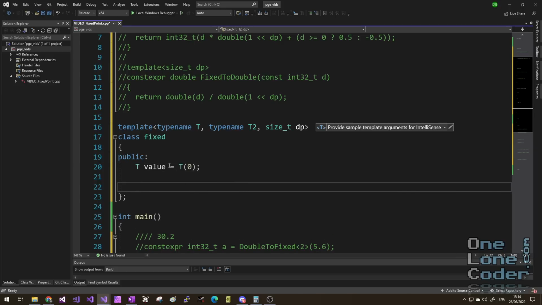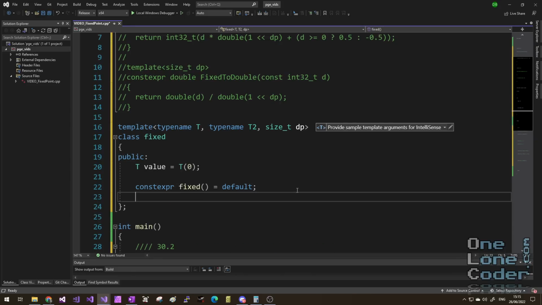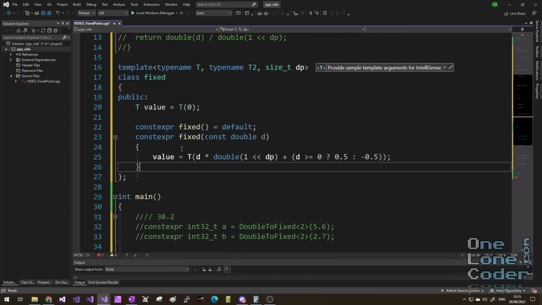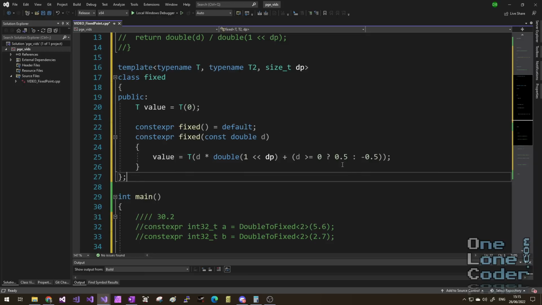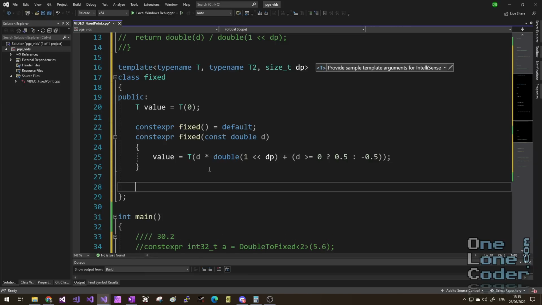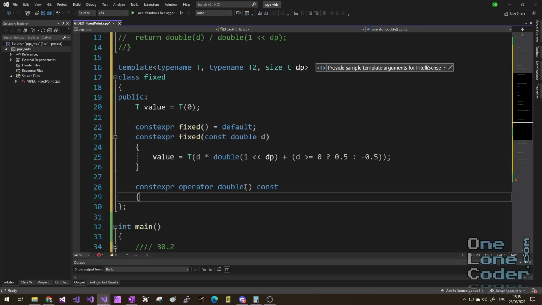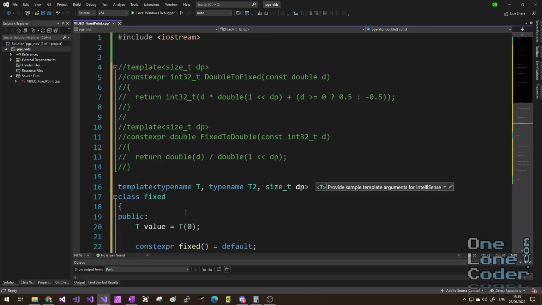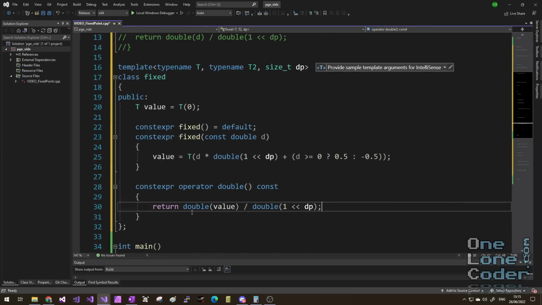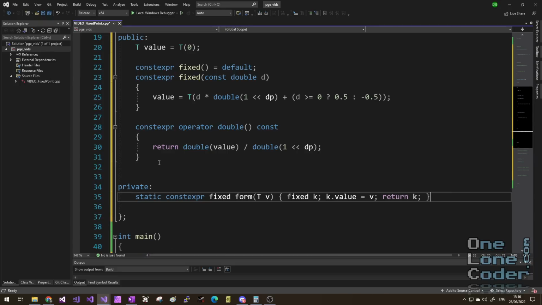I'm going to store in my class of the type value, which is the fundamental raw selection of bits that represent our fixed point word. And everything is going to be constexpr again, so I'm going to give it a default constructor, and I'm going to give it a constructor which takes in a double and populates the raw bit value, just as we did before. I'm going to make it so you can cast our fixed class to a double by overriding the double cast operator, and this implements essentially our fixed to double function from earlier. And for reasons that will become apparent in a second, I'm just going to add in a small static private function which is used to form one of these objects by setting the bits directly, and that's just to make some syntax a little easier later.